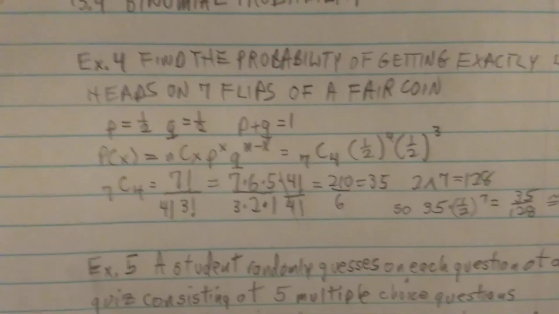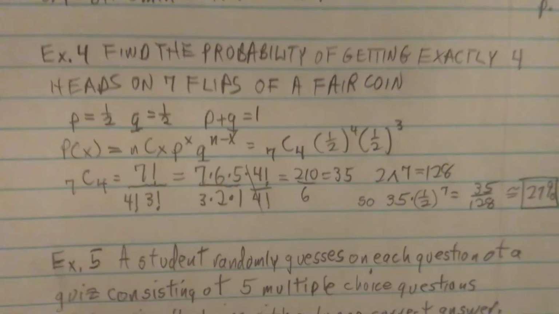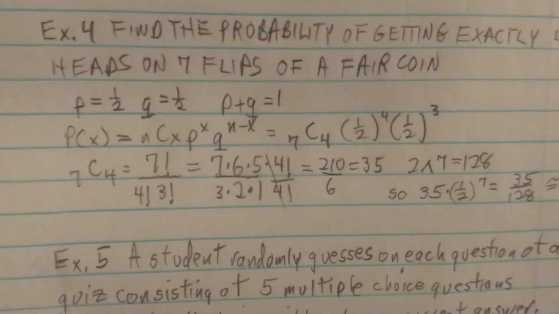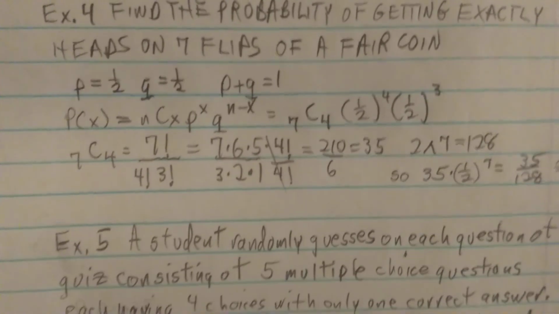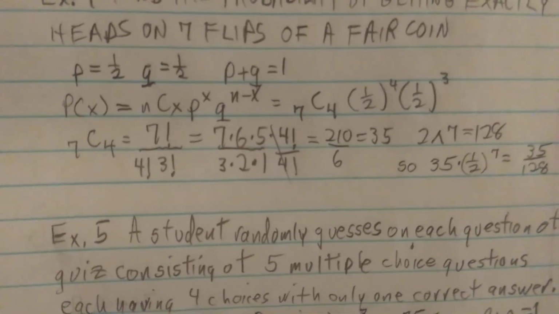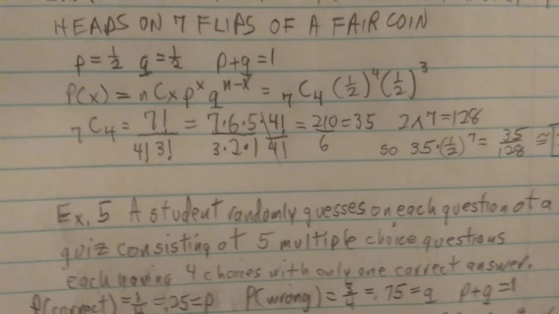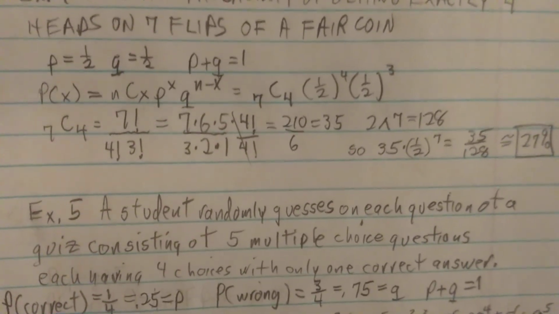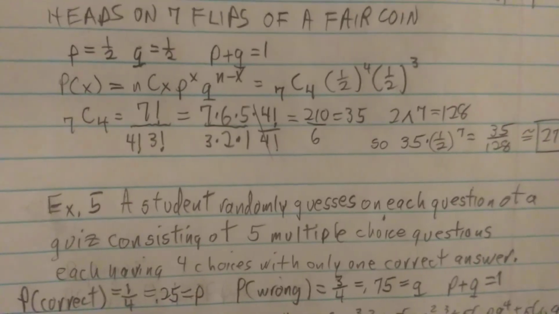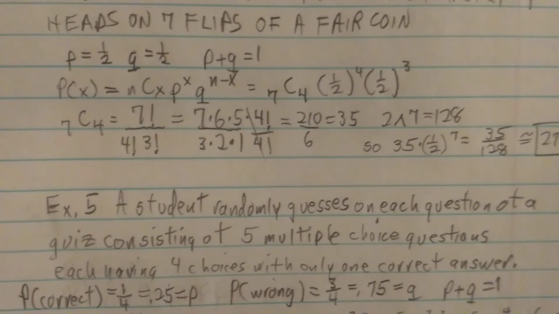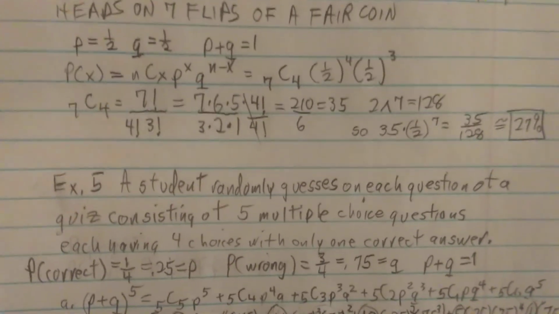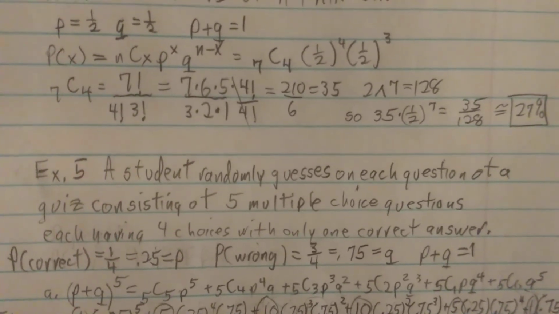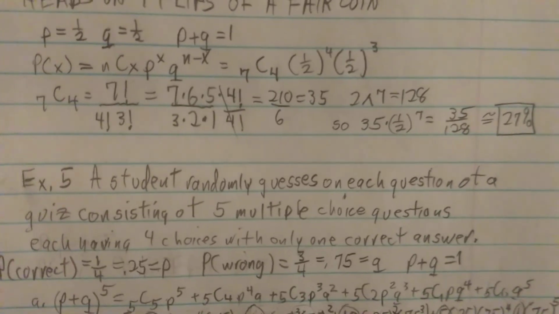Now for example 4, we'll find just one term. Find the probability of getting exactly 4 heads on 7 flips of a fair coin. Now this is pretty easy because the probability of success is 1/2 for heads and q is failure, so that's 1/2, so that p plus q equals 1 always. And my formula, P of x is equal to nCx, p to the x power, q to the n minus x, and that's 7c4, 1/2 to the fourth, 1/2 to the third.